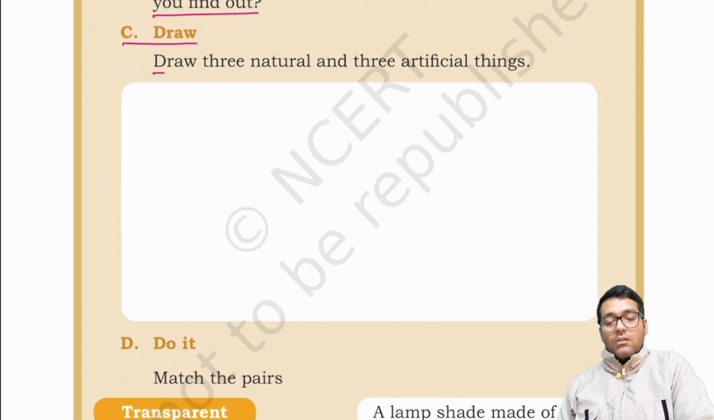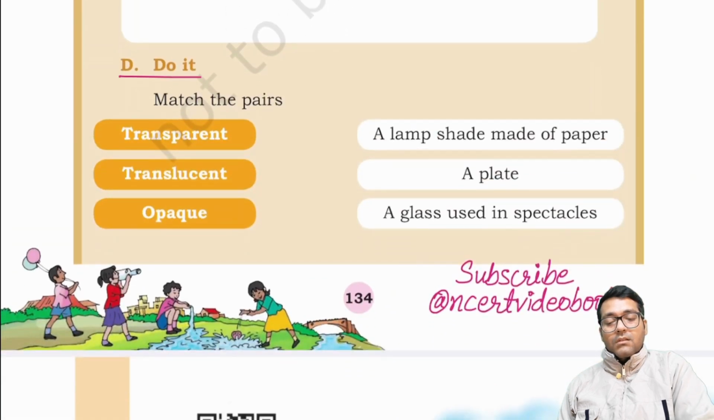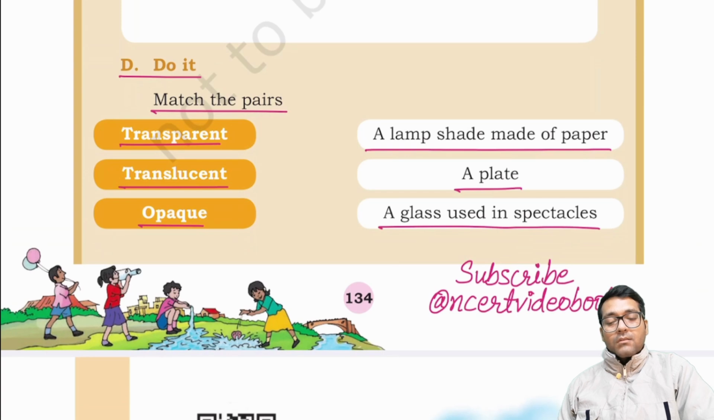C. Draw. Draw 3 natural and 3 artificial things. D. Do it. Match the pairs: transparent, translucent, opaque. A lampshade made of paper. A plate. A glass used in spectacles. Transparent: a glass used in spectacles. Opaque: a plate. Translucent: a lampshade made of paper.